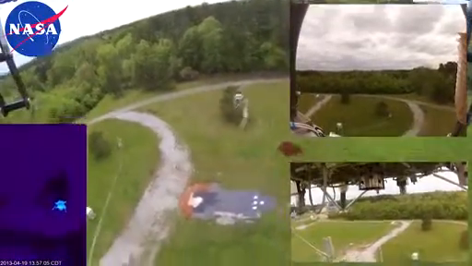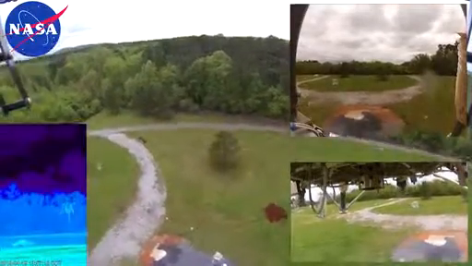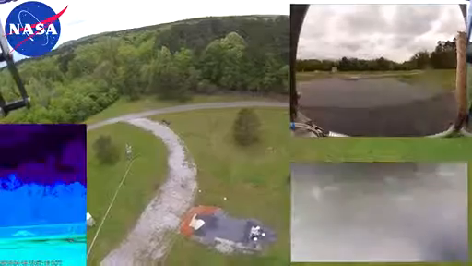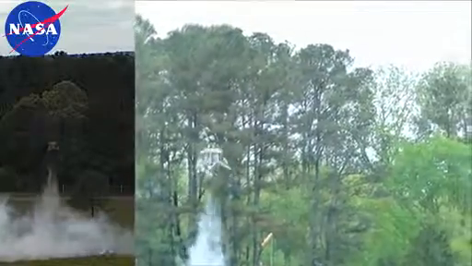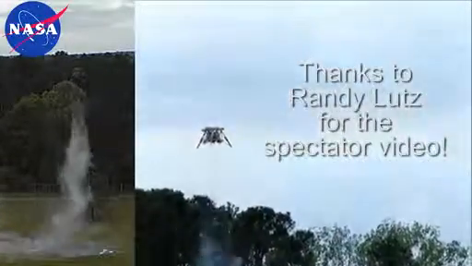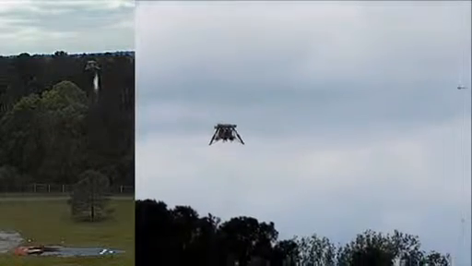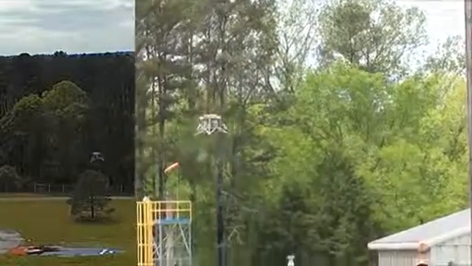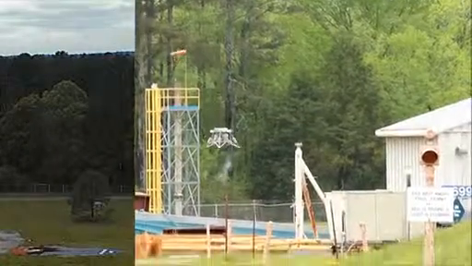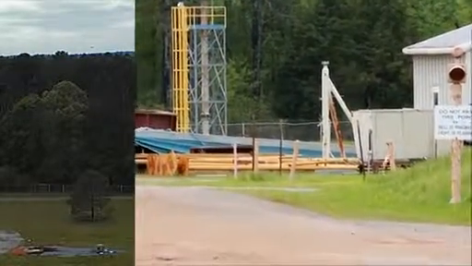Vehicle is descending. Vehicle is continuing to descend. Vehicle has landed.